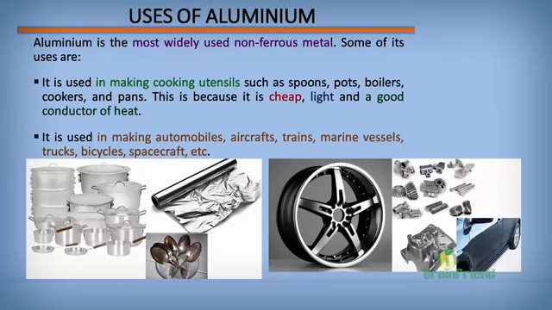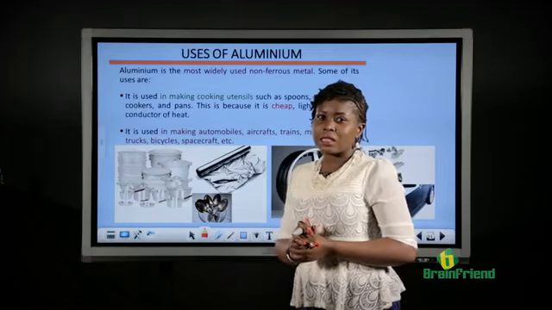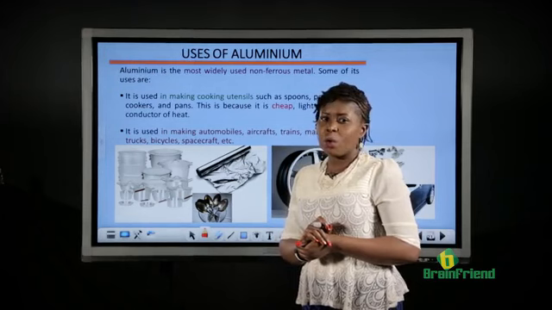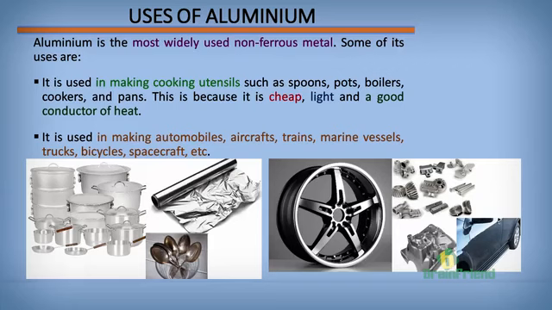We're looking at some of the uses of aluminium. We said it is the most abundant element in the earth's crust, so it has a wide variety of uses. But we'll just quickly take a look at some of them.